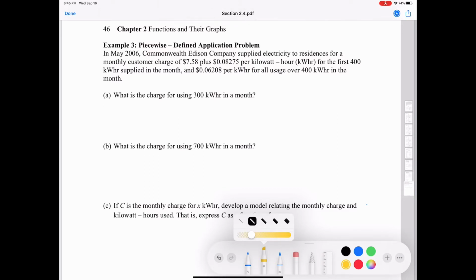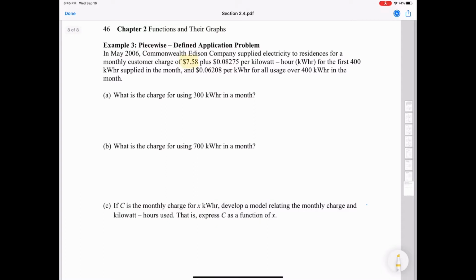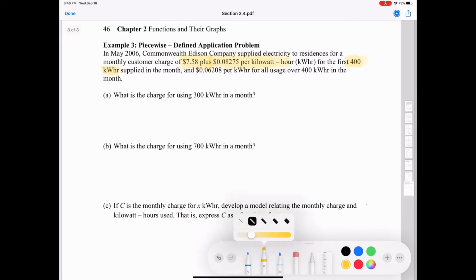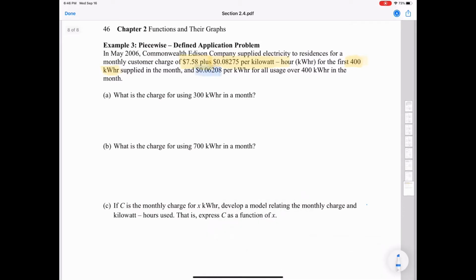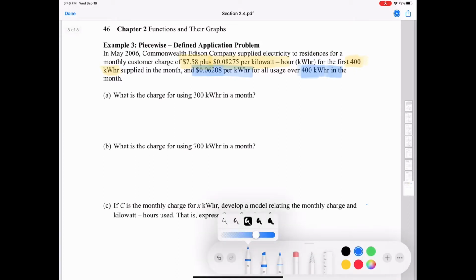for a monthly customer charge of $7.58 plus 8.275 cents per kilowatt hour for the first 400 kilowatt hours supplied in the month, and $0.06208 per kilowatt hour for usage over 400 kilowatt hours. So this information, when I read it, is telling me it's a piecewise function.